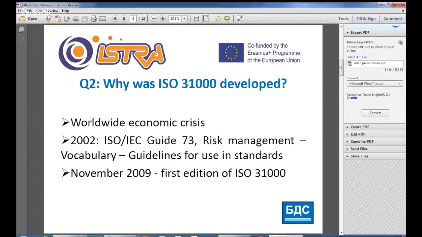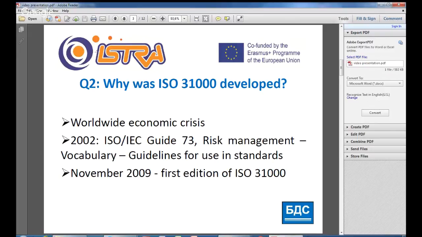Question number 2. Why was ISO 31000 developed? The reason for the development of the standard lies in the worldwide economic crisis, which affected numerous companies, businesses, and economies. The standard was targeted to help industry and commerce, public and private organizations to recover from the crisis.